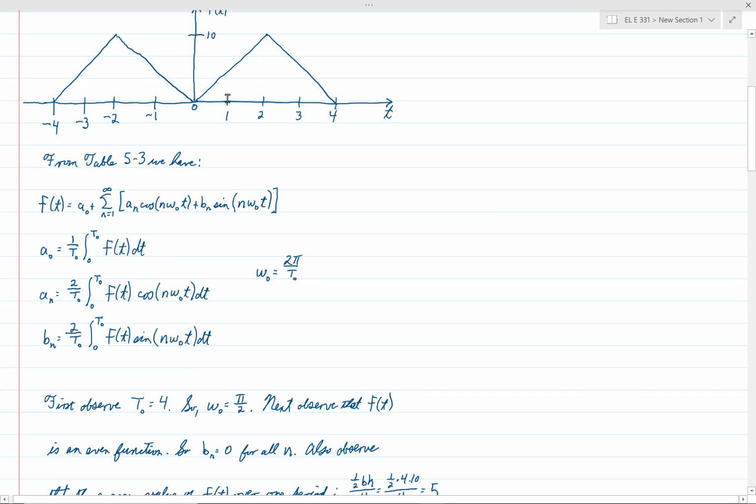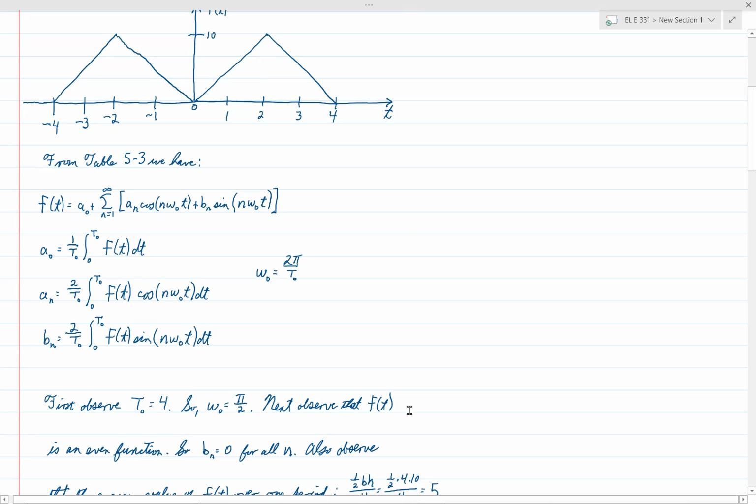But if you compare f of t and f of t plus 4, it does. For instance, at -1 and at 3, it has the same value. At 0 and at 4, it has the same value. At -2 and 2. So the period for this function is 4. So t0 is equal to 4, and then omega naught is 2 pi over t0, so that's 2 pi over 4, or pi over 2.